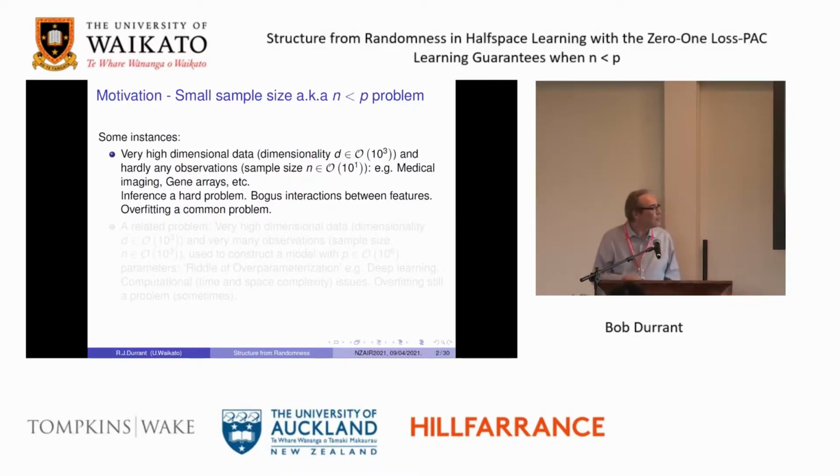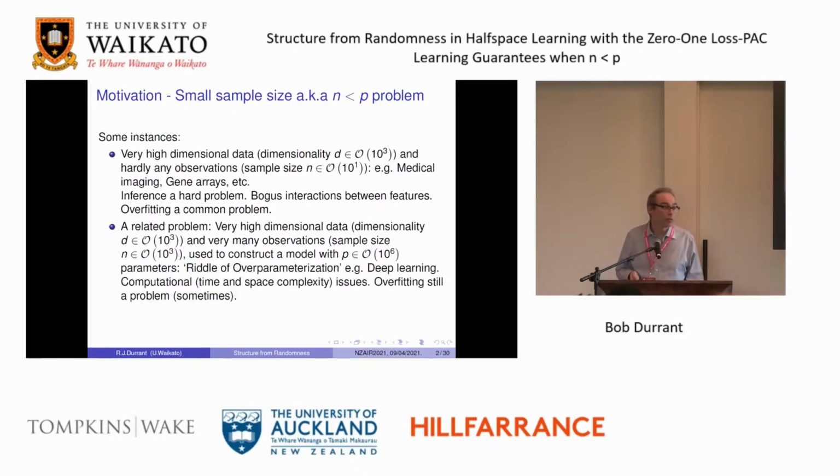So the motivation is the small sample size problem. This is ubiquitous in applications, in fact. Typical instances are when we have very high dimensional data, maybe 1,000 dimensional, and hardly any observations, tens or twenties. So inference is a hard problem. We get correlations all over the place that shouldn't be there, and it is very hard to avoid overfitting.